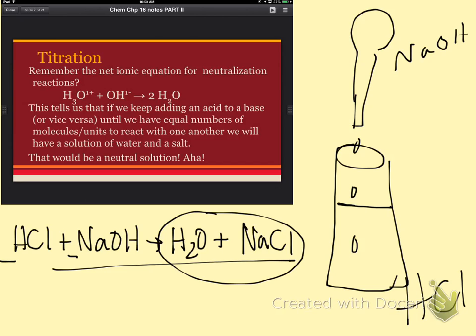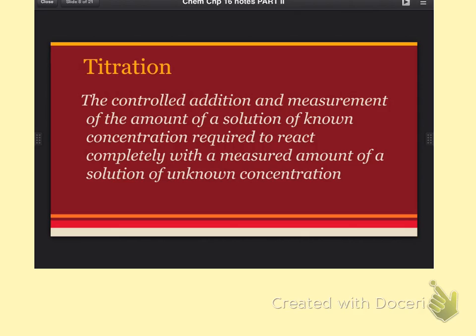So whatever the pH of this was, whatever the pH of this was, if I mix together equal parts, I get a neutral solution. Huh, interesting. Okay, so this is the definition for your textbook, that titration is the controlled addition and measurement of the amount of a solution of known concentration required to react completely with a measured amount of a solution of unknown concentration. Woo, it's a lot of words.